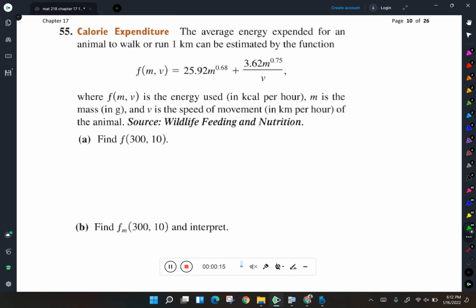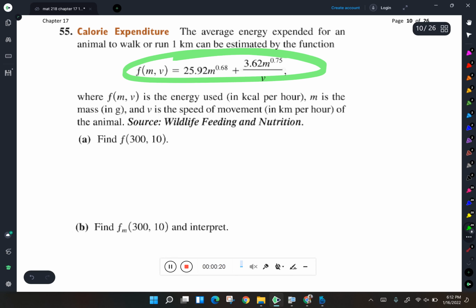the average energy expended for an animal to walk or run 1 kilometer can be estimated by the function f of m comma v, where the energy used, m is the mass, and v is the speed. Okay, so my inputs are how big it is in terms of how much it weighs in mass, and the speed at which it's moving, and then the output is how much energy it takes to move a kilometer. Okay, all right. I think I got an understanding of this.